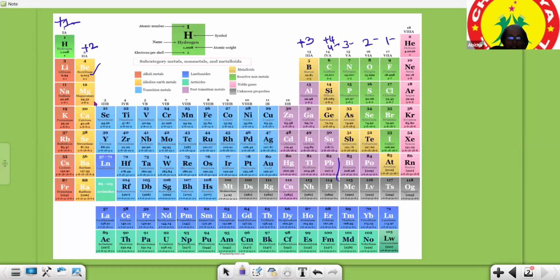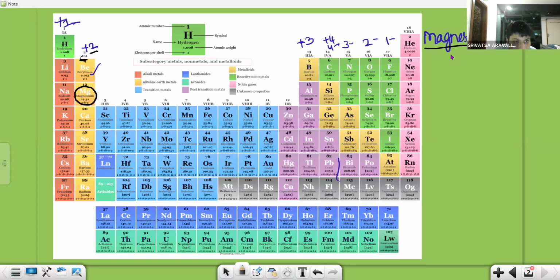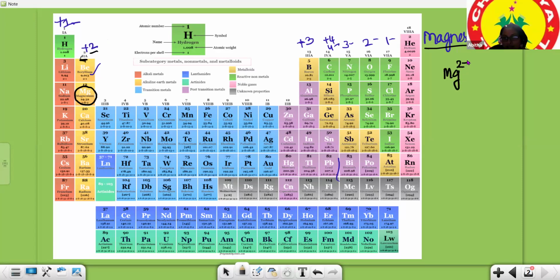So if you know the periodic table, then you can check the charge easily. If the question is given as magnesium oxide, they want you to write the chemical formula. So check in the periodic table where magnesium is. It is present here. Which group does it belong to? 2A group. For the 2A group the charge is +2. So write Mg and write +2.